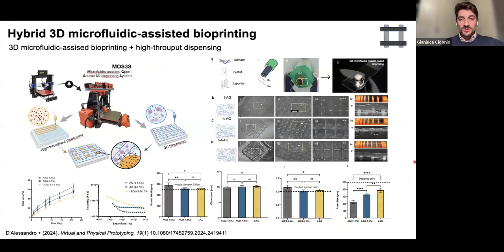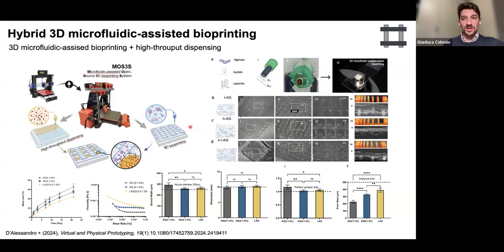So we wanted to combine 3D bioprinting with high throughput dispensing. Hopefully some of you are familiar with this system, but this is industrially used to dispense materials or drugs, for example, in 96 or 384 well plates, as we were mentioning before, and really to have the possibility to test drugs in a high throughput manner. But this was never implemented in combination with 3D bioprinting.